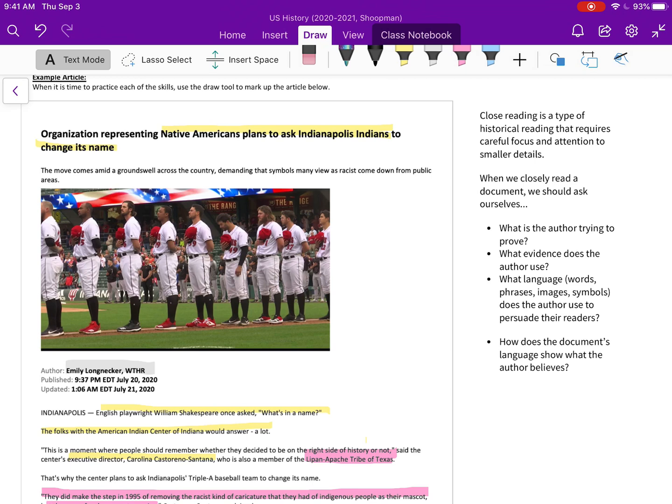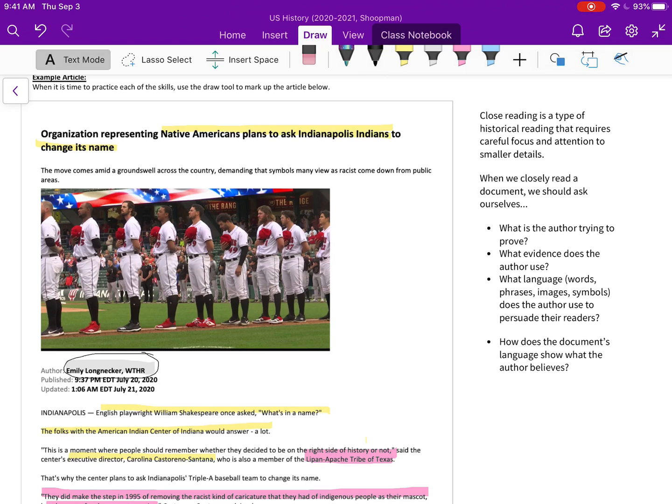So the way that that works in this particular article that we have used about the Indianapolis Indians baseball team is that Emily Longnecker herself might not agree with changing the Indianapolis Indians name. However, the information that she shares within the document is trying to prove a point on its own. So Emily Longnecker might not want to change your mind, but the information within the document does present an argument that we can close read.